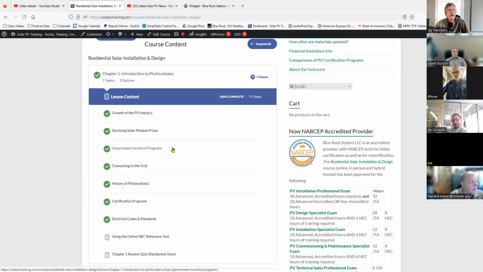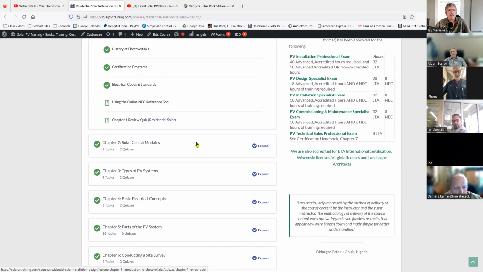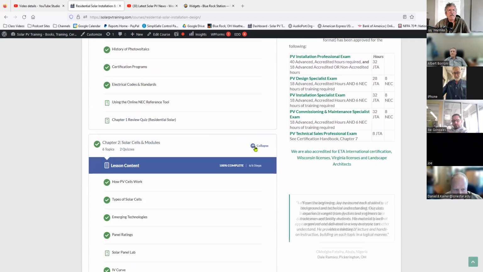Connecting to the grid, we'll walk through some of the issues there. Later, we'll get into some of the issues around supply side versus load side connections. How are you going to be physically hooking your system into your existing electrical system? History of photovoltaics, I don't really care that much about, except I think there's maybe one question on the test about history. Certification programs, codes, and standards. Those are, again, fairly self-evident.